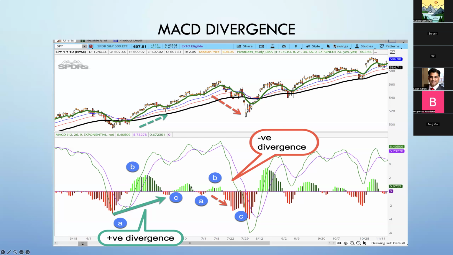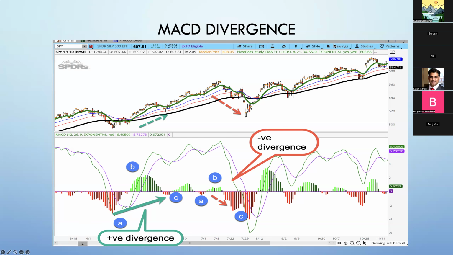This is a negative divergence. Came back down, went back up, again coming back down. This is creating a lower low than this one. It is a negative divergence. Once it is happening, there is a high possibility price might go down further.